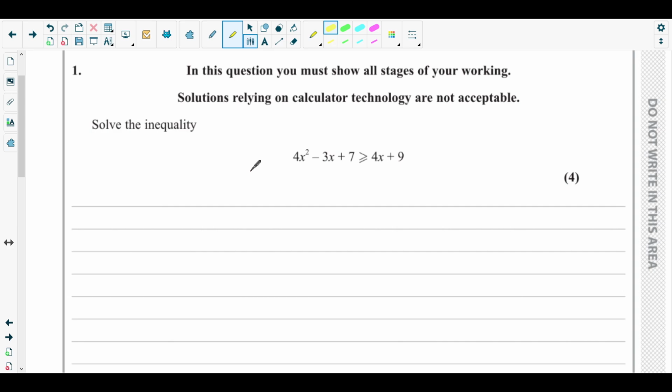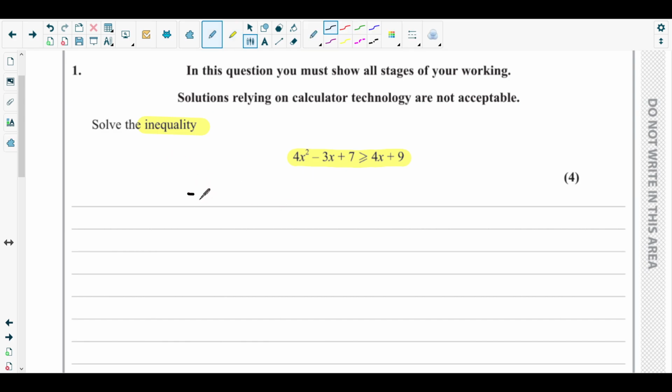Here in number 1, it is asking to solve the inequality 4x² − 3x + 7 ≥ 4x + 9. So this is basically a quadratic inequality. We need to solve this quadratic inequality.